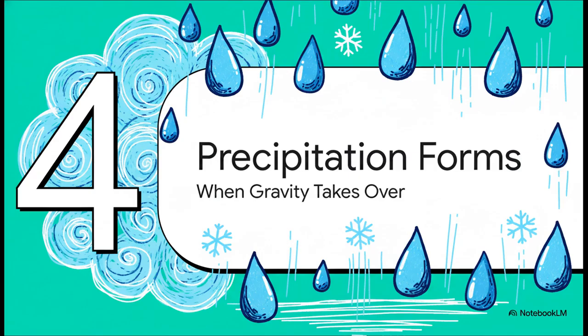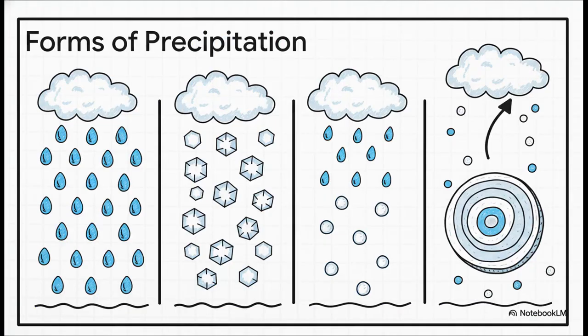Section 4. Forms of precipitation. So, what happens when those clouds get too heavy and gravity takes over? Well, precipitation isn't just rain. It's a highly dynamic mix that's dictated entirely by the temperature layers the water falls through on its way down to Earth. If it stays warm, you get rain.